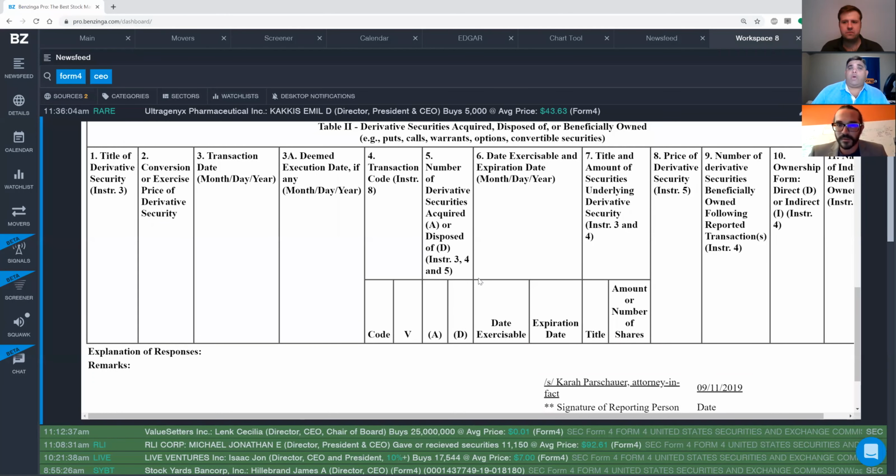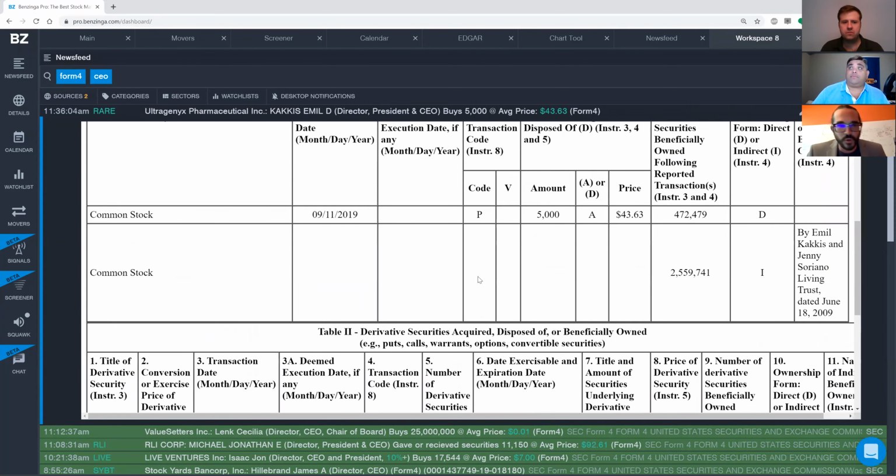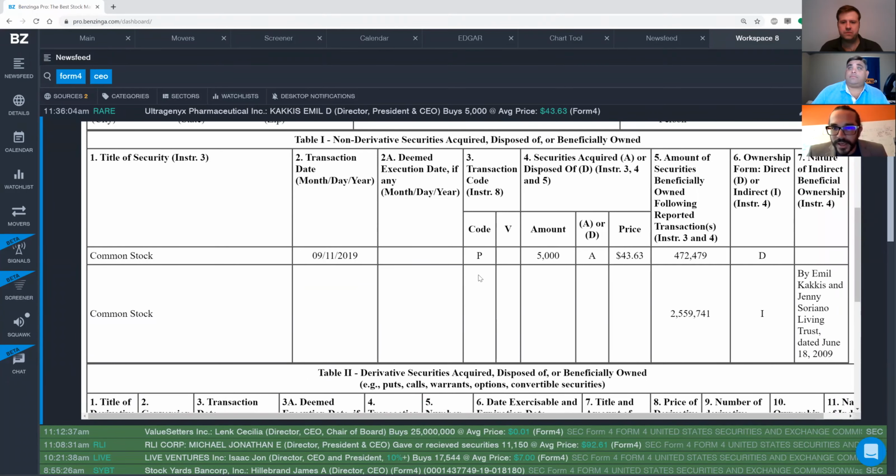Yeah, and a quick question, Brent. How can we tell if this guy here has other shares? Has he bought other shares in the past? Ooh, that's a good question. So if you scroll up in that column 5, it's showing you the amount of securities beneficially owned following the report. And it's showing you there's about 400,000 shares attached to this, and it looks like about 2.6 elsewhere.